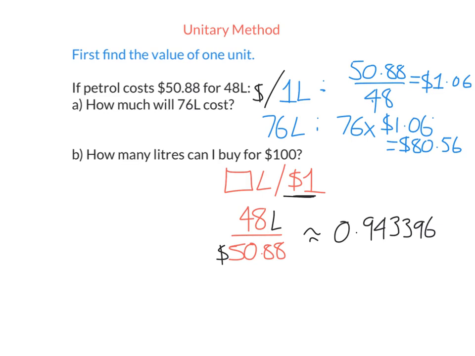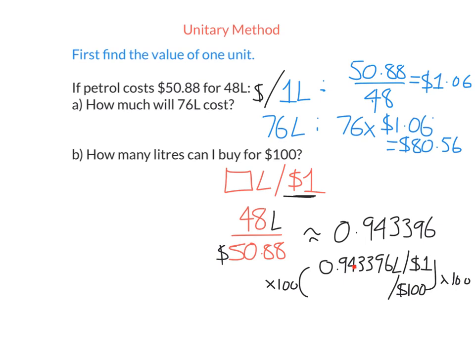So if I want to know how many litres I can get for $100, all I need to do is times it by 100. I just take my answer from before, this is how many litres per dollar, and times that by 100. So I get 94.3396 to 4 decimal places. This is how many litres I can get for $100 at this price of $1.06 per litre.